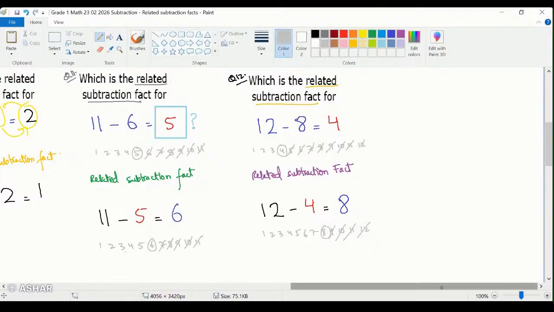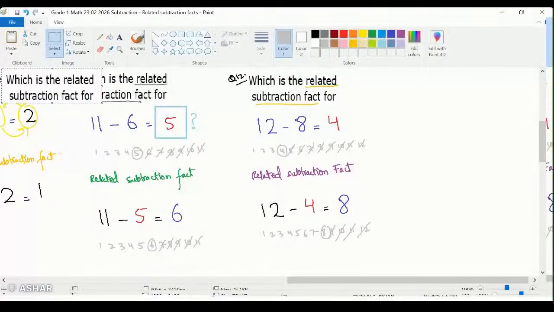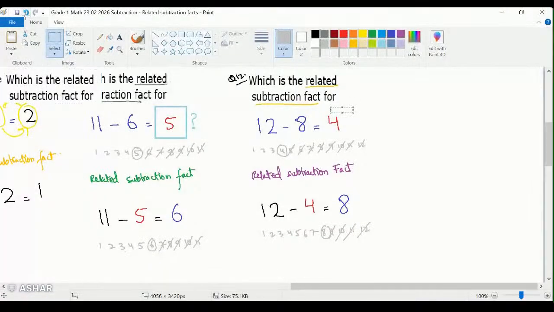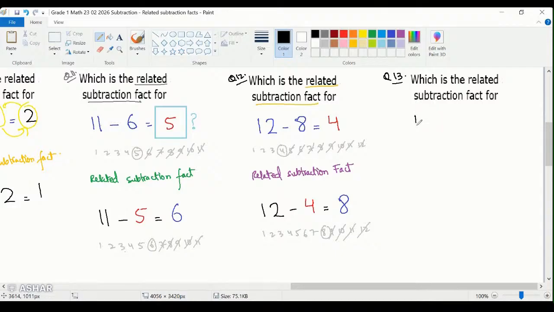Let's move ahead. Let's have a look at a few more examples. The few more examples would tell us that. Okay. For this given question, question number 13, if I would say 13 minus 0 should be equals to something, right?